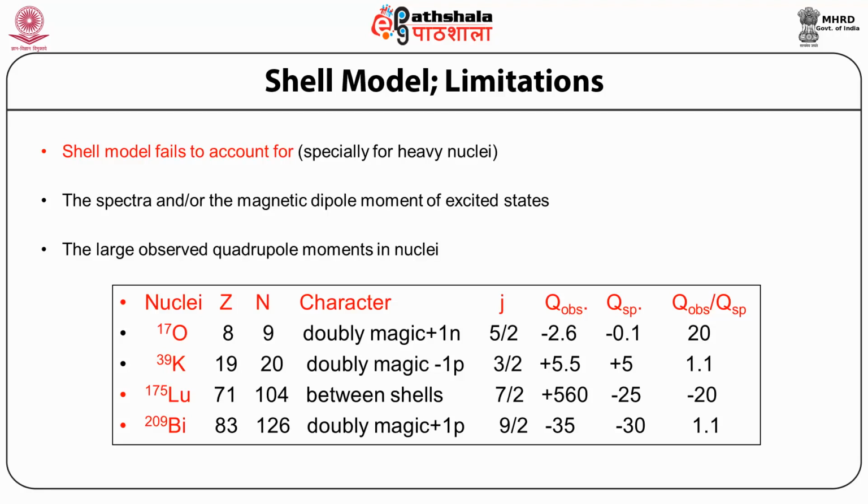In some of the nuclei, the shell model predicted some quadrupole moment value according to spin values, but the experimentally observed quadrupole moment is found to vary considerably from the prediction. At the bottom of this slide, a table is given in which various nuclei are being discussed. In these nuclei, various properties have been observed and their variation with the shell model predictions is being discussed.